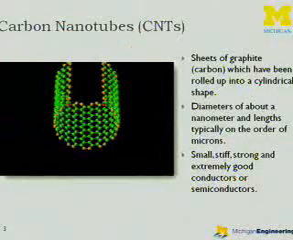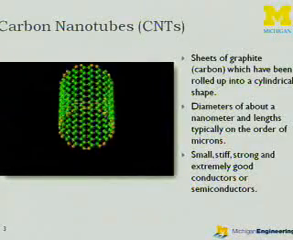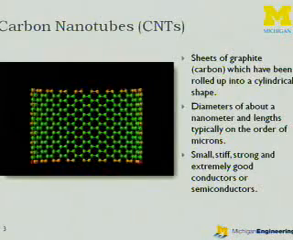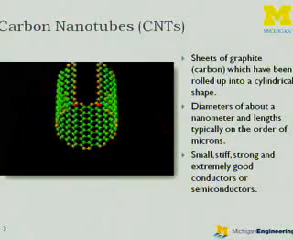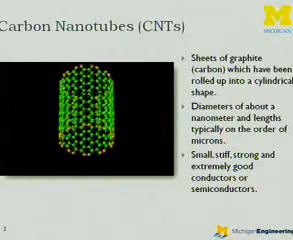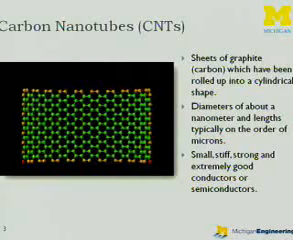So what is a carbon nanotube? A carbon nanotube is actually a sheet of graphite, which we commonly call carbon, that has been rolled up into a cylindrical shape. It has a typical length of about a few microns and a diameter of about a nanometer. What makes it really special is that it's small, stiff, and it displays really good electrical properties. It's an extremely good conductor or semiconductor.